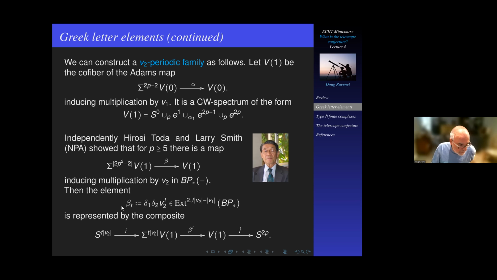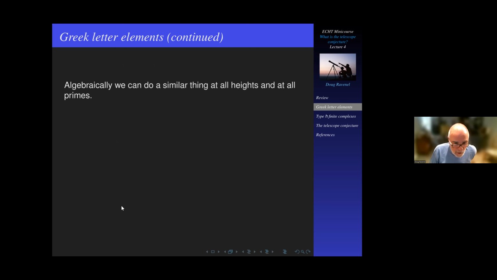Now, at the primes 2 and 3, it's a little bit messier, but the details of that aren't important. Okay, so you might wonder, can we keep going like this? Can we do this more?